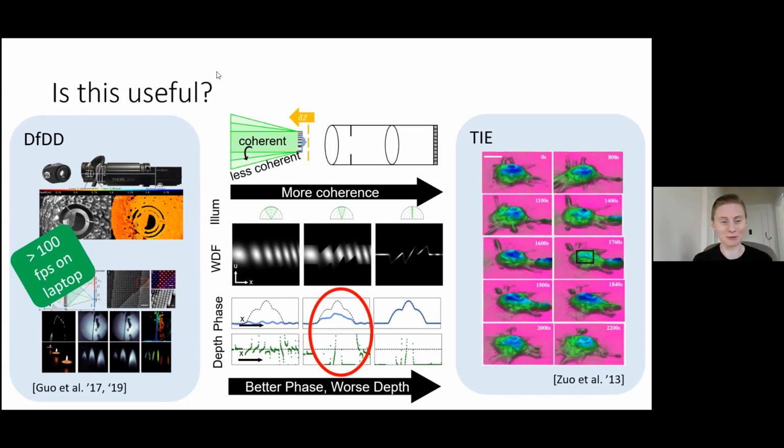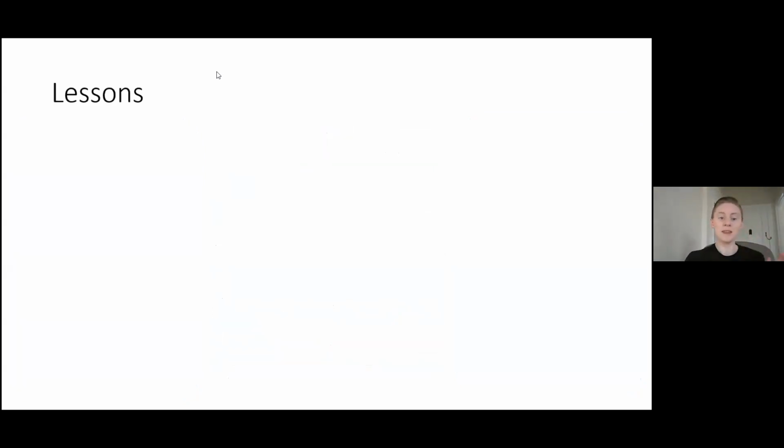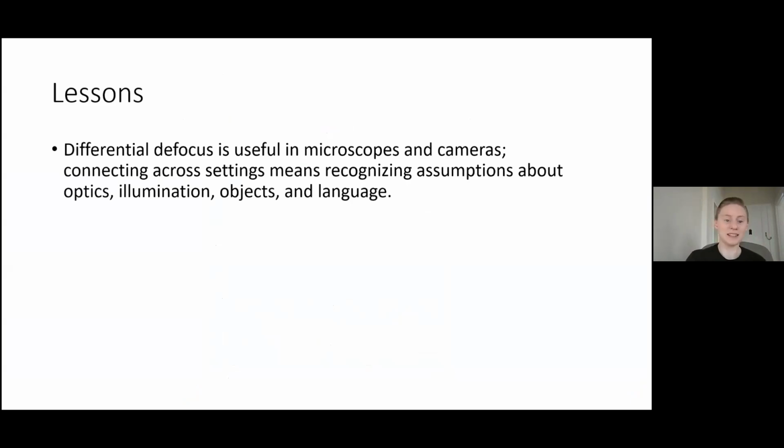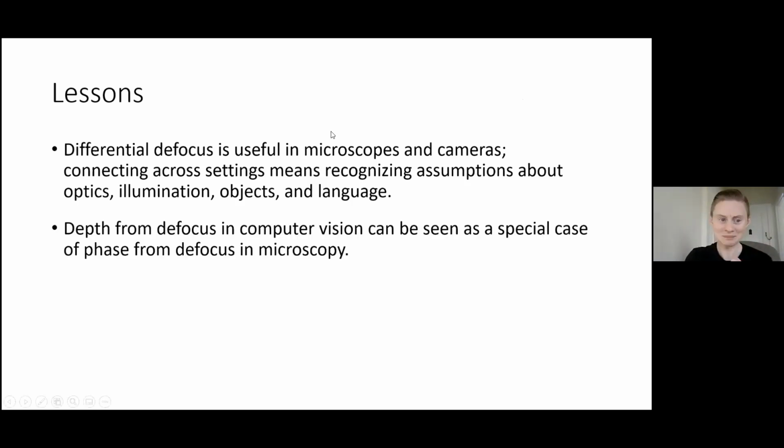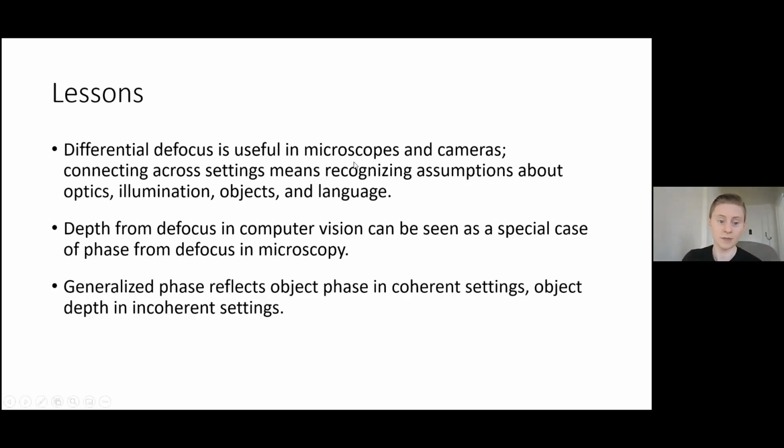But at the moment, we haven't built it into a robust application yet. So the things that we learned today: we learned that differential defocus is useful both in microscopy and photography settings. But if we want to connect across those settings, we have to recognize assumptions that we're making about the optics, about the illumination, about the objects, and even about really basic things like what we mean when we say words. We also learned that depth from defocus in computer vision can be seen as a special case of phase imaging from defocus in microscopy through the TIE equation.